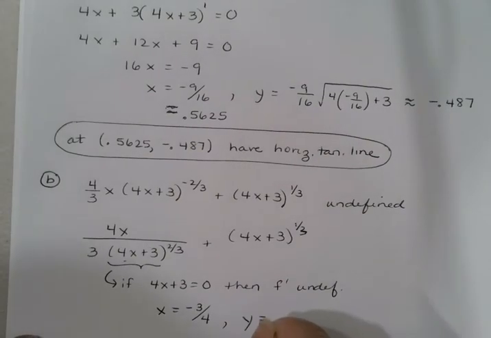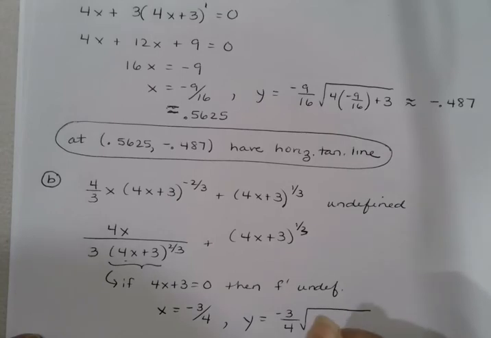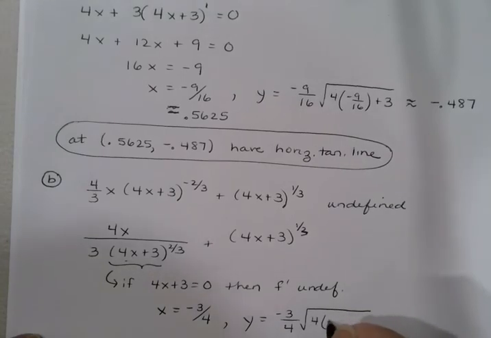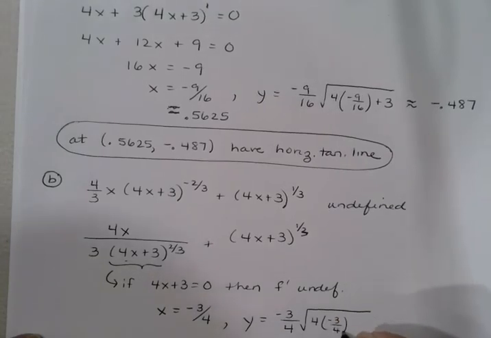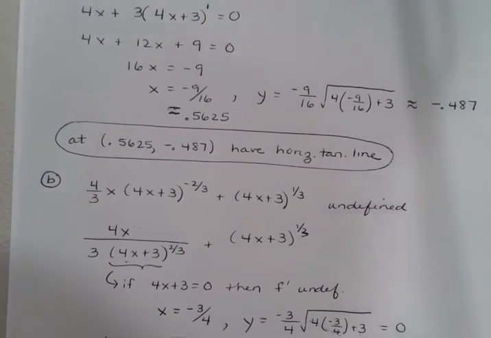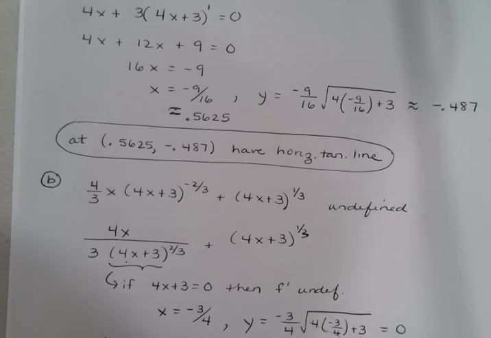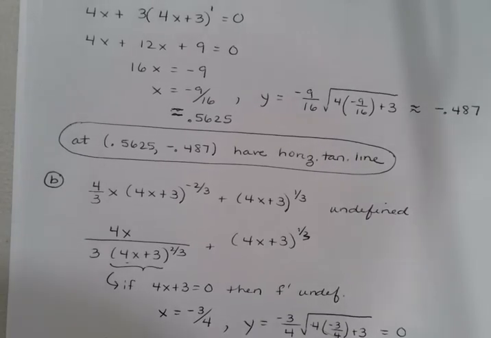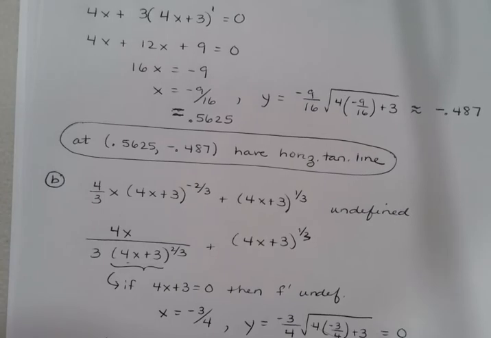And again, I could just plug that in to the original function to find the y value. Let's see, that's actually going to be negative 3 plus 3 under that radical, so y is going to be 0 here. So at negative 3/4 or negative 0.750, we're going to have a vertical tangent line.